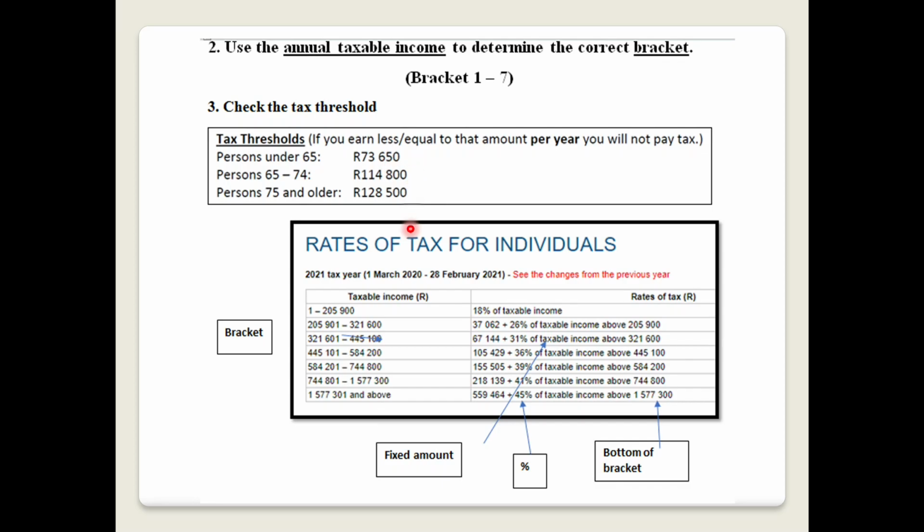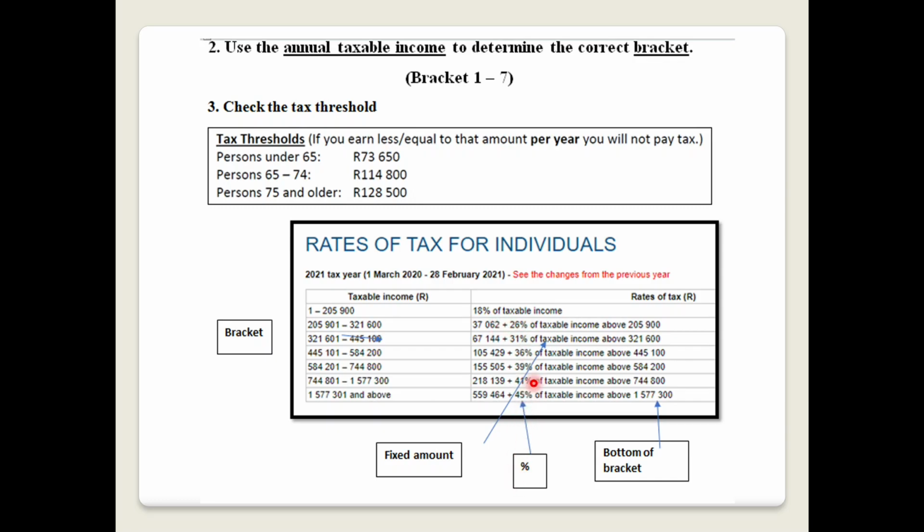Then rates of tax for individuals. Okay, so on your left-hand side, grade 12s, we have the brackets. This part here, where I'm moving the pointer up and down, that is the brackets. That is where we need to find the tax bracket where the individual will fall in. Once you have your bracket, you will go horizontally to the right-hand side of this table, and you find the bracket, and then you see the calculations that must be done.